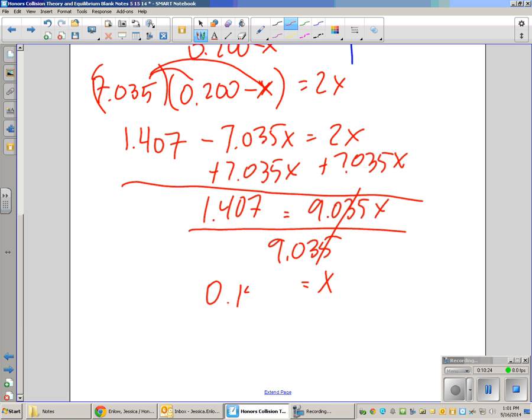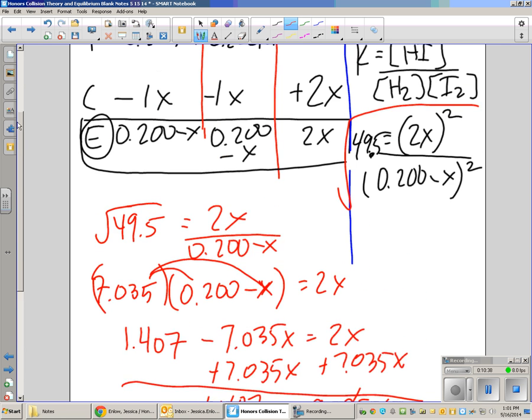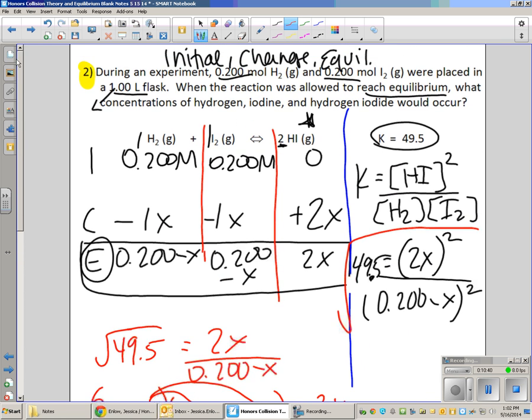Okay, 0.1557 molar. Sorry. All right, I forgot what the question was. Let's go back. We've just solved for x, whatever x is, right? So our question was, what are the concentrations of hydrogen, iodine, and hydrogen iodide at equilibrium? Okay, so we got x to be 0.1557 molar. That's what x is equal to.